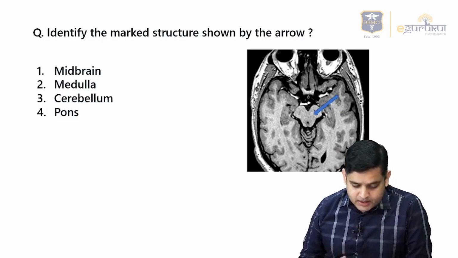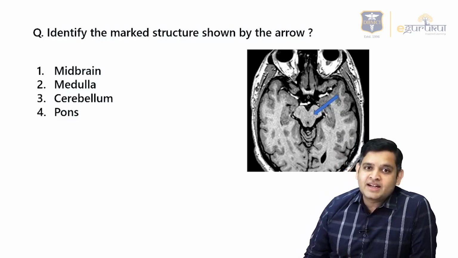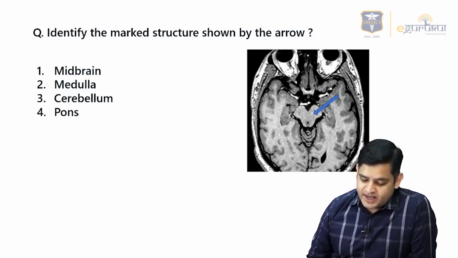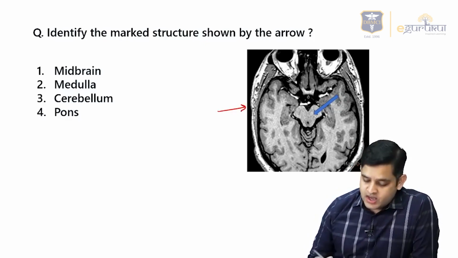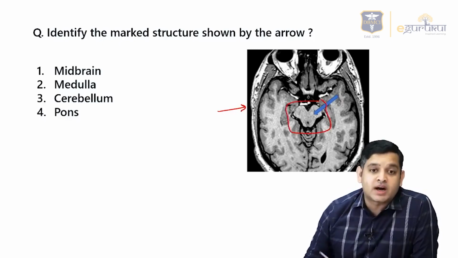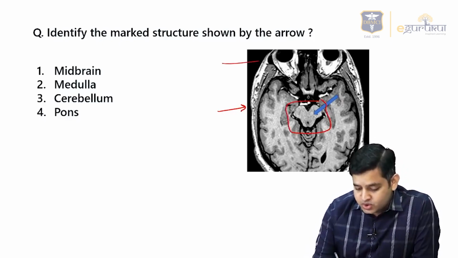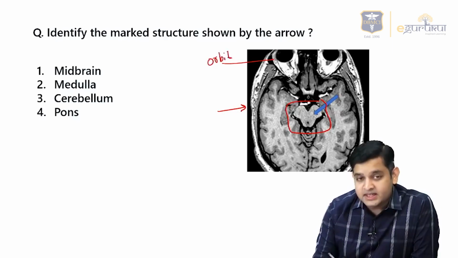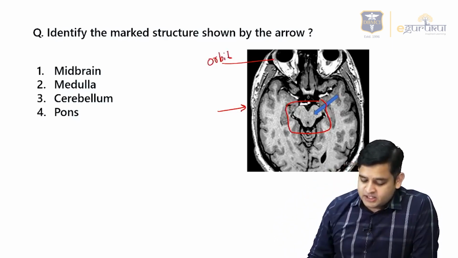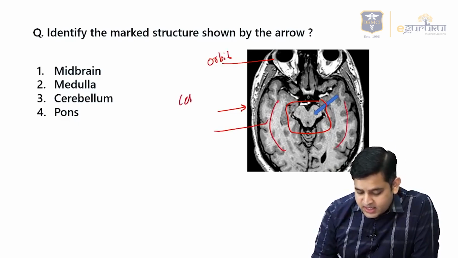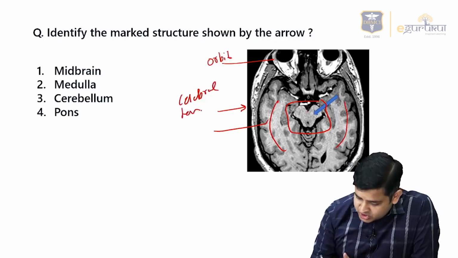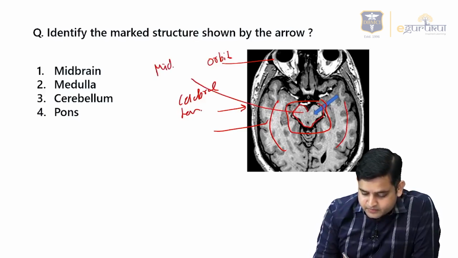Okay, so this was one question: identify the marked structure shown by the arrow. There was an image of the brain shown to you, and most likely this structure was marked. Now if you look at this, you could see the orbits. That means it is a basal section of the brain that has been taken. All these that you could see are the cerebral hemispheres. I hope all of you can easily appreciate this. And the structure that you could see in the center is the midbrain.